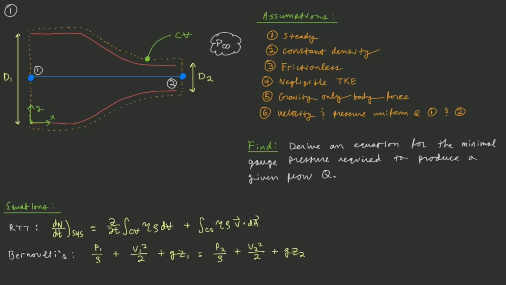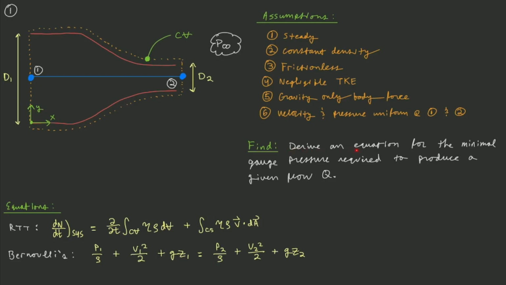4, we're going to assume that we have negligible turbulent kinetic energy. So this streamline that we're looking at from 1 to 2 is a straight mean streamline. There's no noise signal that is superimposed on top of it by turbulence or anything like that. So we could just look at this kind of idealized linear streamline. 5, gravity is the only body force, so we don't have to worry about magnetic fields, electric fields, anything like that. And 6, our velocity and pressure are uniform at sections 1 and 2. Right, so at this section right here, velocity and pressure are uniform, and at this section right here, velocity and pressure are uniform, or reasonably approximated as such.